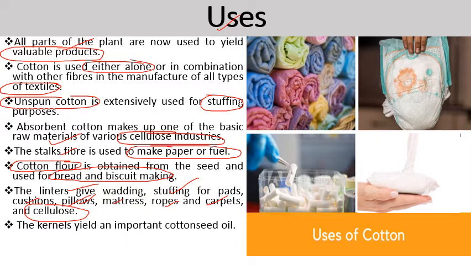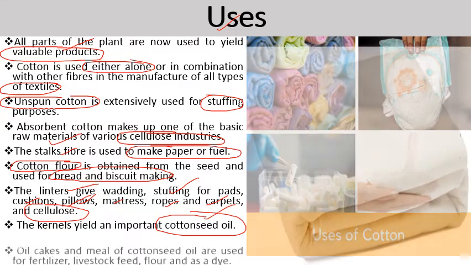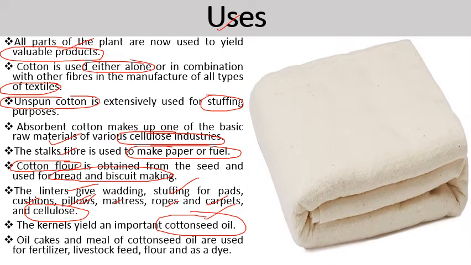And kernel oil, an important oil, is cottonseed oil, which is used for cooking purposes. And oil cakes and meal of cottonseed are used for fertilizers, livestock feed, and flour as a dye. So these are the various uses of these oil cakes.